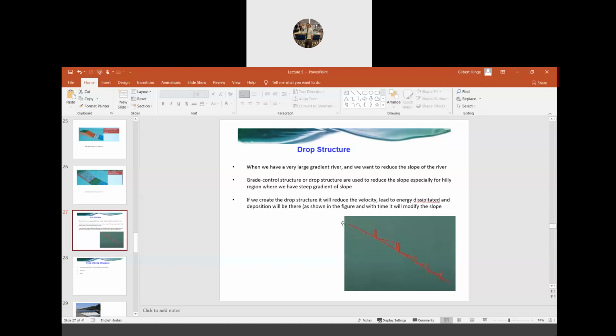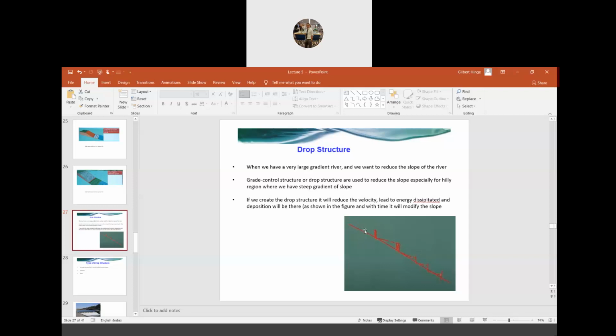The river is flowing in a very steep slope. So if the river is flowing in a very steep slope, it may even flow with a high velocity, so it may erode the bank and all. So what we do, we will try to reduce the slope of a river. In order to reduce the slope of a river, we create some kind of a drop structure. So we construct different kinds of drop structures.